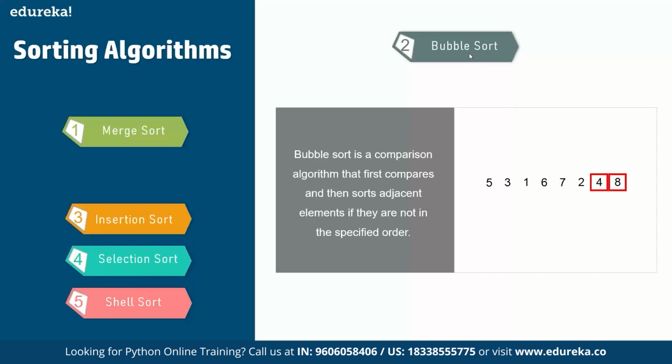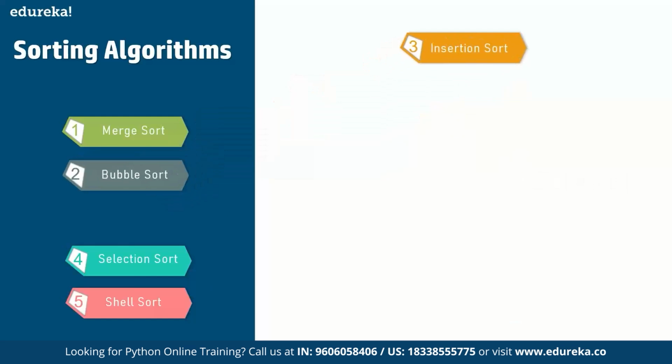Then we have bubble sort. Bubble sort is basically a comparison algorithm that first compares and then swaps the adjacent elements if they are not in the specified order. That is what we refer to as bubble sort. And then we have insertion sort. Insertion sort is responsible for picking one element out of a given list at a time and placing it at the exact spot where it is to be placed. So it ensures that nothing is left out of place, and everything is sorted.